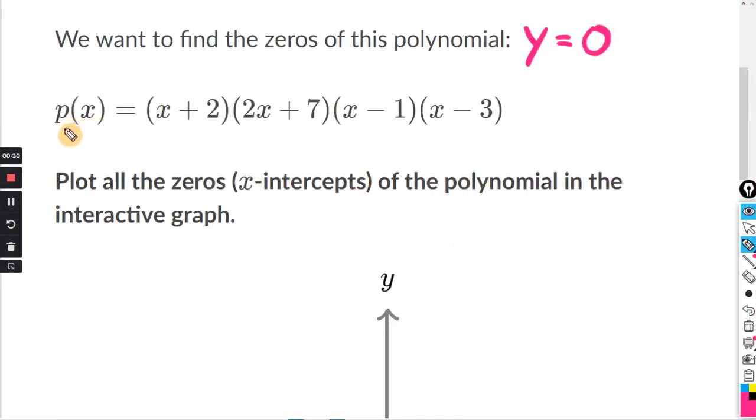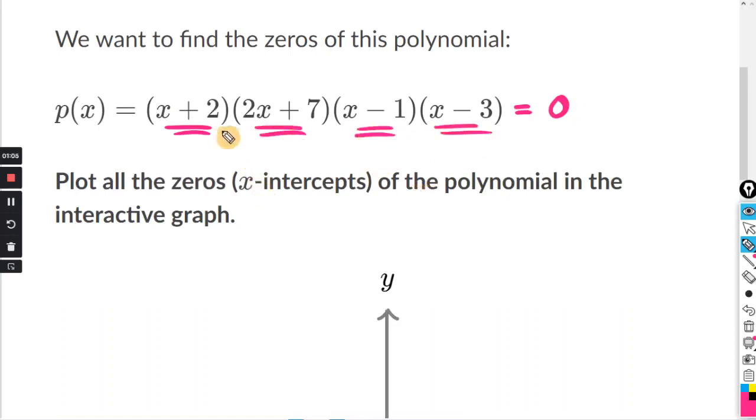So this p of x here can basically be thought of as y. Okay, so we're setting y equal to 0. We're basically setting this whole thing equal to 0. All right, and we know that any number multiplied by 0 equals 0. So if I set this whole thing equal to 0, this would work if this part equals 0, or if this part equals 0, or if this part equals 0, or if this part equals 0. So I can set each one of these individually equal to 0 and solve this equation.